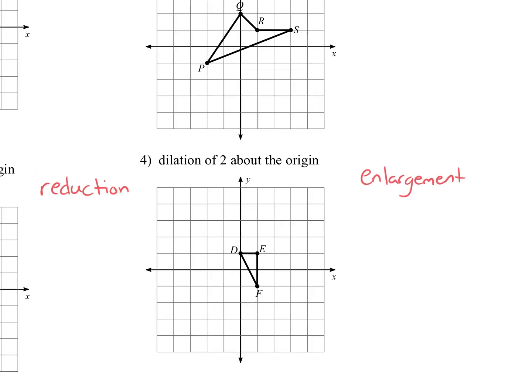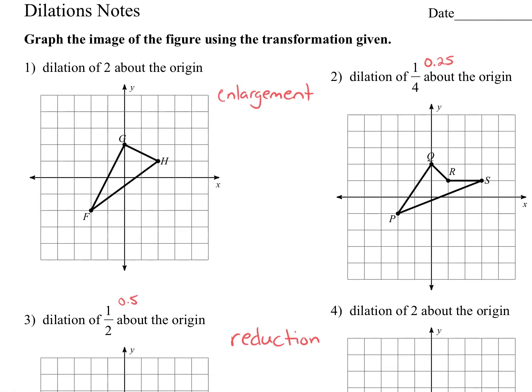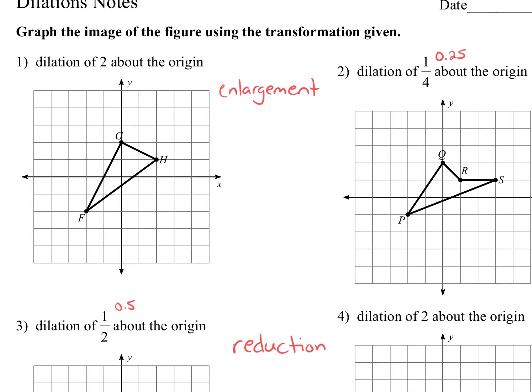I'm going to take us back to number 1 here. We're going to actually perform this. With these, we want to find our original coordinates first. What are my original coordinates for G? 0, 2. What are H's original coordinates? 2, 1. And F, what are its original coordinates? -2, -2.